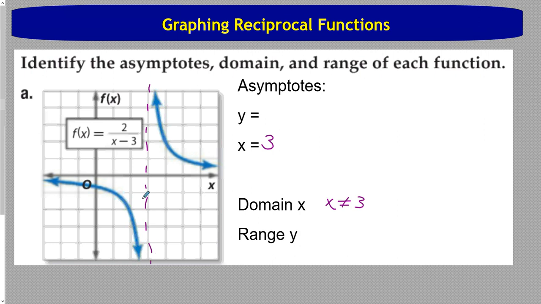Horizontal asymptote, what value can we not get? Well, no matter what I divide 2 by, I can divide 2 by 1, or 2 by 2, or 2 by 999. It's getting closer and closer and closer to 0, but I cannot make 2 equal to 0 by dividing it. So the y asymptote will still be 0. The range for y is not going to be 0, right? Because it can't get there.